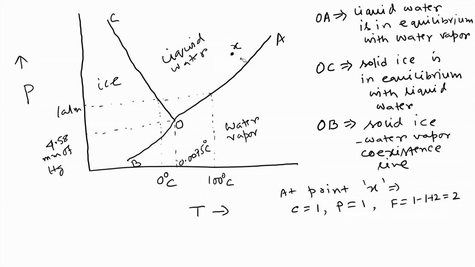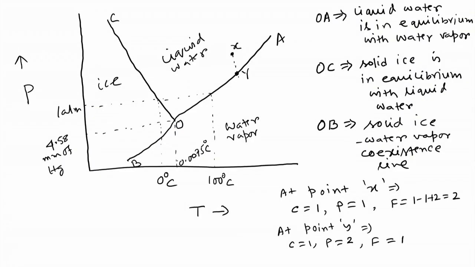Now, suppose we keep the temperature fixed, and if we start from point X and if we decrease the pressure to point Y like this. So, this is our point Y. So, at point Y, what do we get? At point Y, again C is 1, how many phases are there? As we mentioned, along line OA we have 2 phases. So, number of phase there are 2, means there we have liquid water as well as water vapor. Okay, so it gives F is 1, degrees of freedom is 1 there, at point Y, means we can change either pressure or temperature, not both simultaneously.